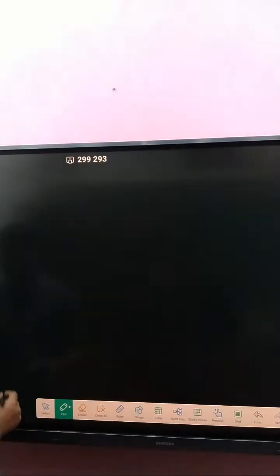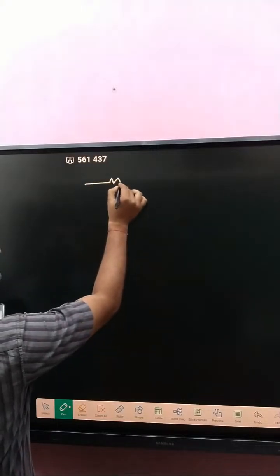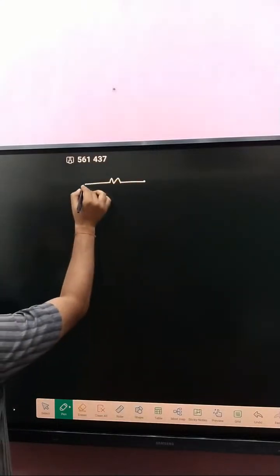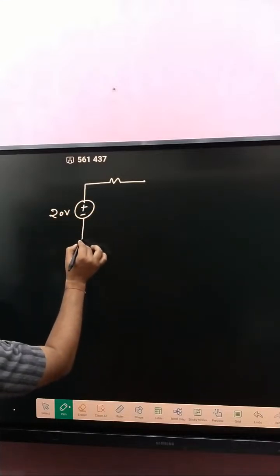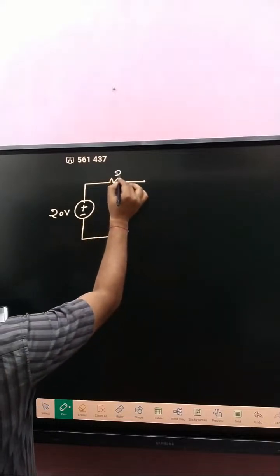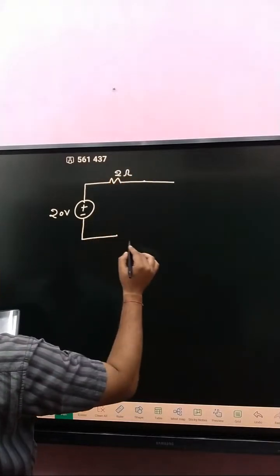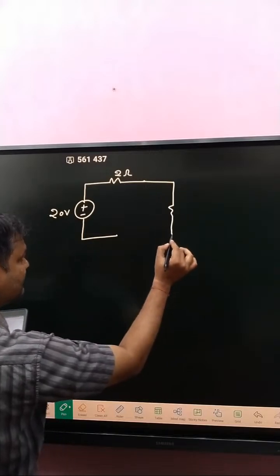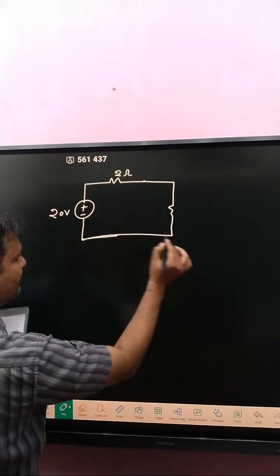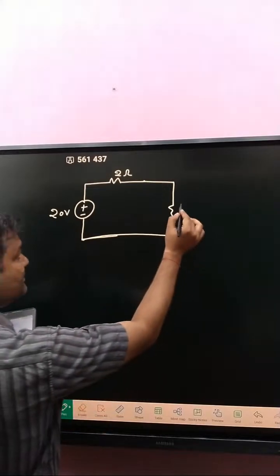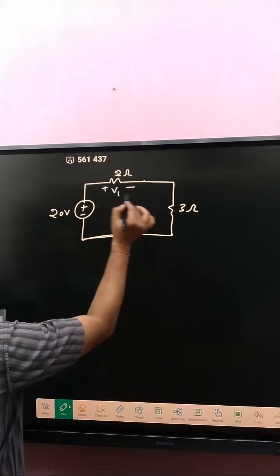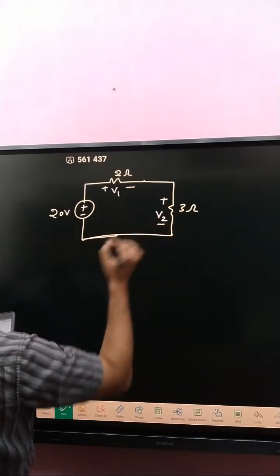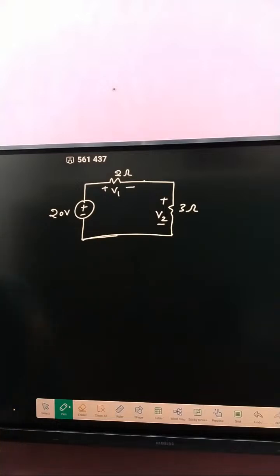I hope that one is clear. Now question: plus minus, that is 20 volt. Here a 2 ohm resistance, and that is a 3 ohm resistance. Our motto is to determine the voltages V1 and V2. So how can we determine?